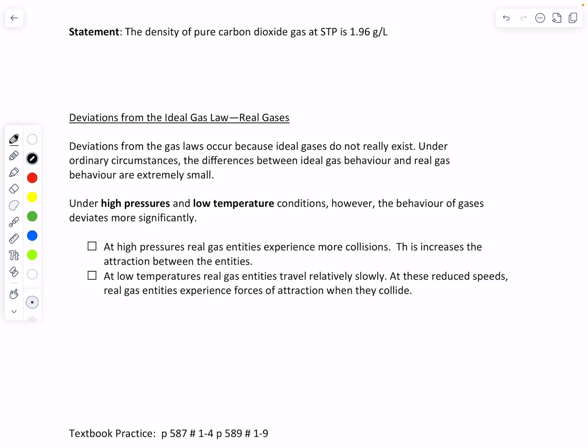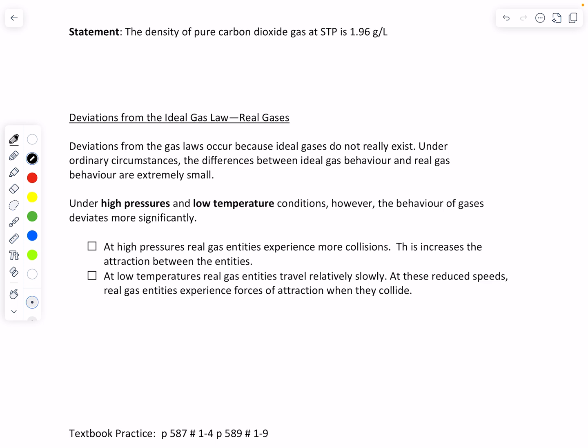Deviations from the ideal gas law. Deviations from the gas laws occur because ideal gases do not really exist. Under ordinary circumstances, the differences between ideal gas behavior and real gas behavior are extremely small. Under high pressure and low temperatures, however, the behavior of gases deviates more significantly.